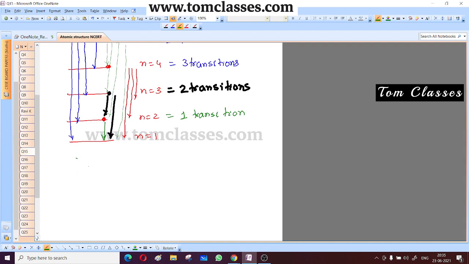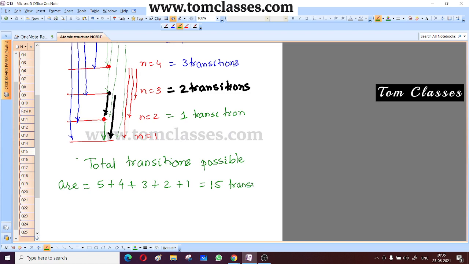So if I see, the total transitions possible are 5 plus 4 plus 3 plus 2 plus 1, right? So how much is this? This is 6 plus 9, that is, you can say, 15 transitions, right? Okay, so the answer will be 15. So there are 15 transitions possible over here. Is that okay?